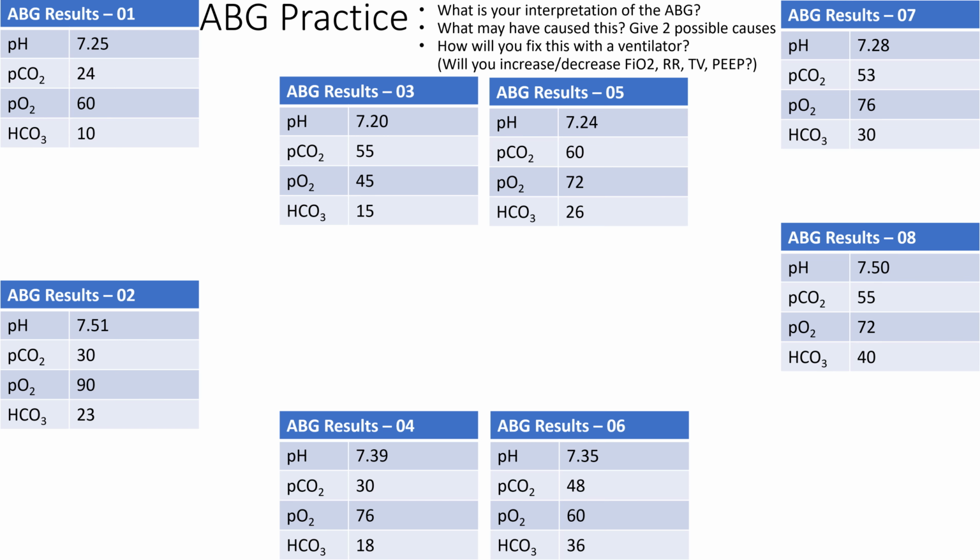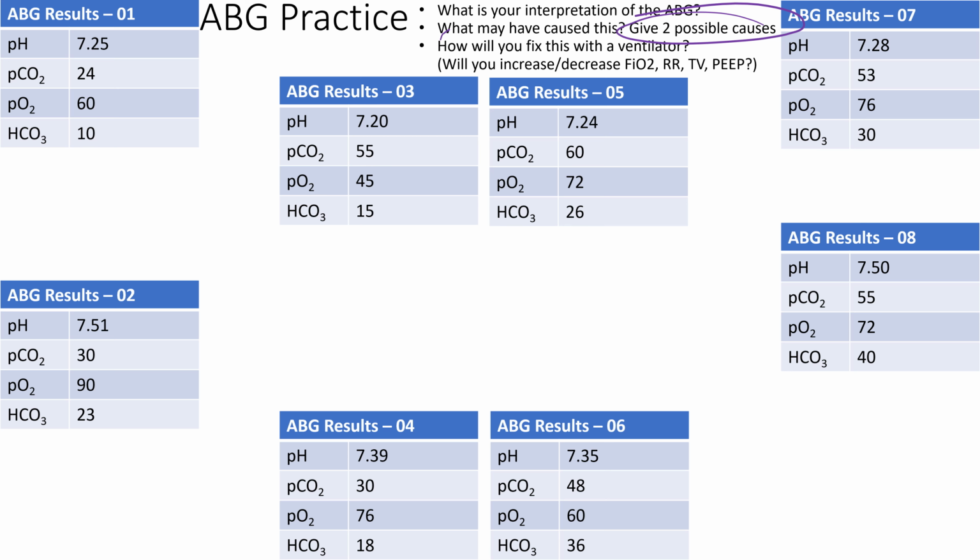Instructions here, but basically you're going to say what is my interpretation of this ABG? Metabolic acidosis, metabolic alkalosis, what is happening here? Okay? And then what may have caused this? You have two possible causes of our situation here. Why do they have this? Do they have DKA? Do they have renal failure? Are they breathing too fast? Do they have diarrhea? Are they vomiting? So we're trying to figure out, give me two different reasons why they have this ABG, right?